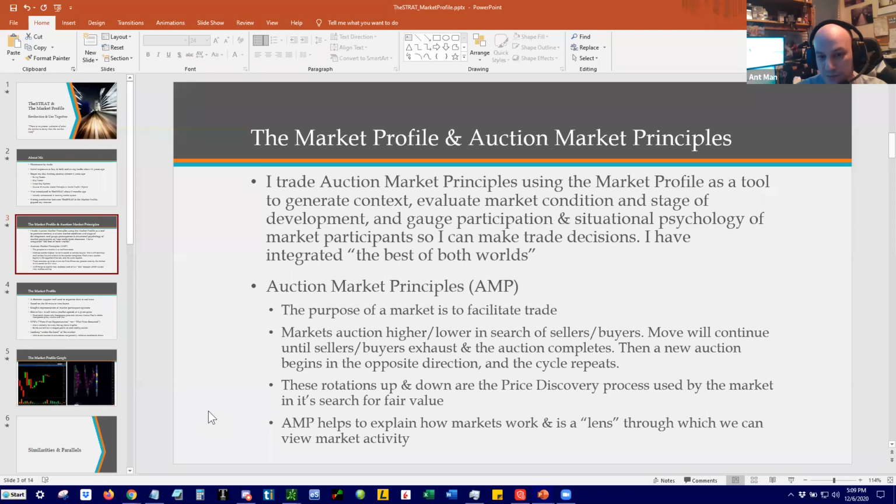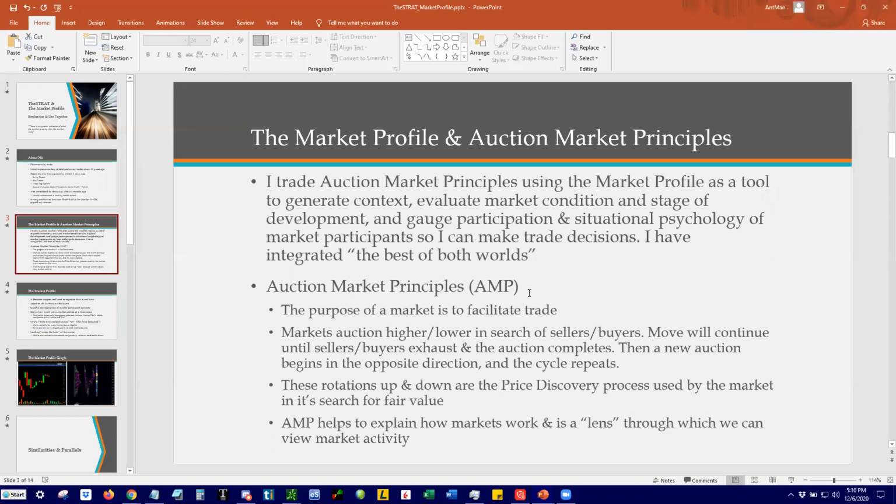It also helps me gauge participation, whether it's larger money or retail money, and situational psychology of the market participants. Is it a short squeeze, or longs getting afraid, things of that nature. And these all go into helping me make trade decisions. As I said earlier, I've integrated the best of both worlds, because the methodologies are a little bit different. Some people are strict auction market traders. Some people are strict profile traders. I'm a hybrid of both.